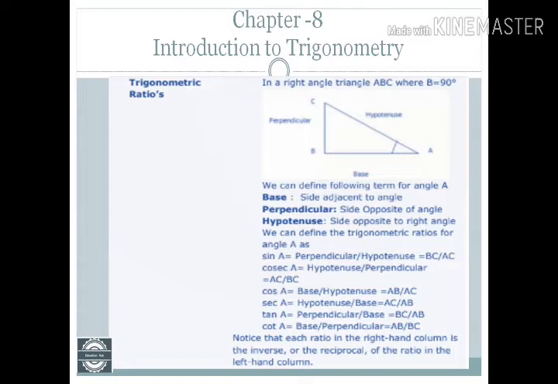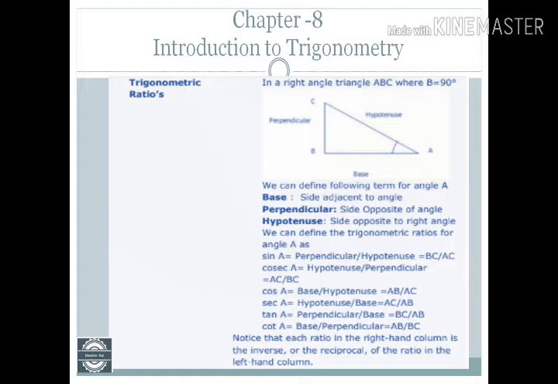Now, the trigonometric ratios you can get from a right angle triangle. From the screen you can see that. Here the base is AB, that is what we call the base, the perpendicular is the side opposite the angle, and the hypotenuse is AC in the figure, the side opposite the right angle.